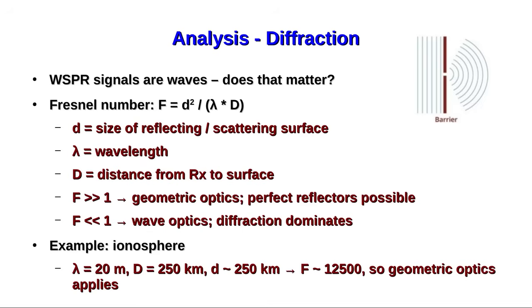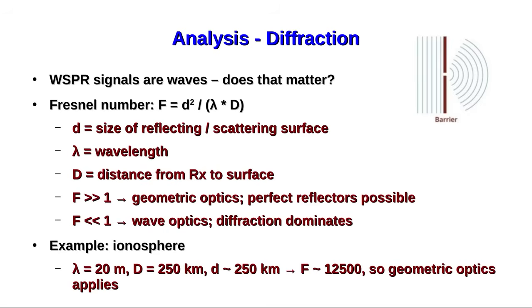However, whisper signals are radio waves, so one needs to determine if a process known as diffraction is important. While Godfrey has mentioned diffraction in the past, his description was inaccurate and he never made any quantitative calculations. The way to determine if diffraction is important is to make use of something called the Fresnel number. It is defined by the equation shown here and depends on the size of a reflecting or scattering surface, the wavelength of the radio wave, and the distance from the receiver to the surface. If the Fresnel number is large compared to unity, then geometric optics apply, and the description of a perfect reflector on the previous page might apply. However, if the Fresnel number is small compared to unity, then wave optics apply and diffraction dominates.